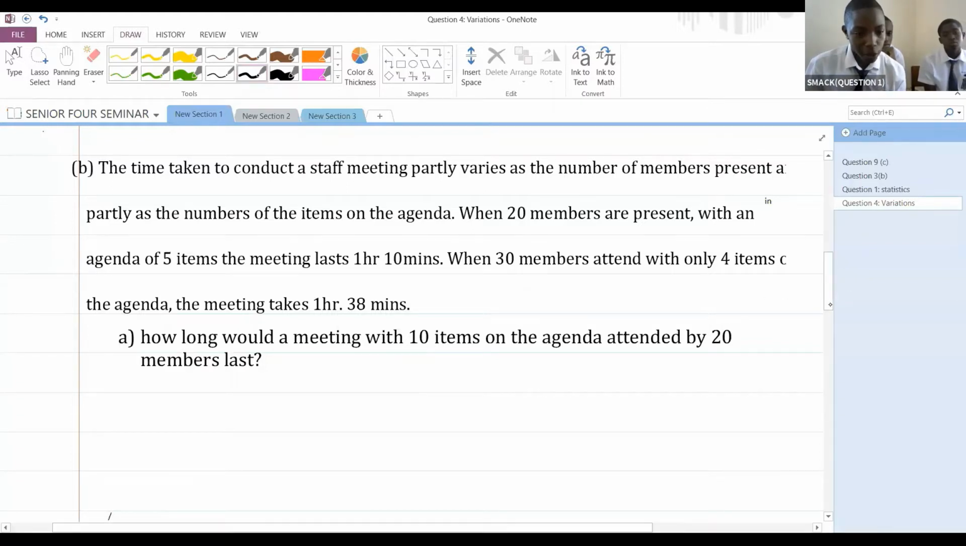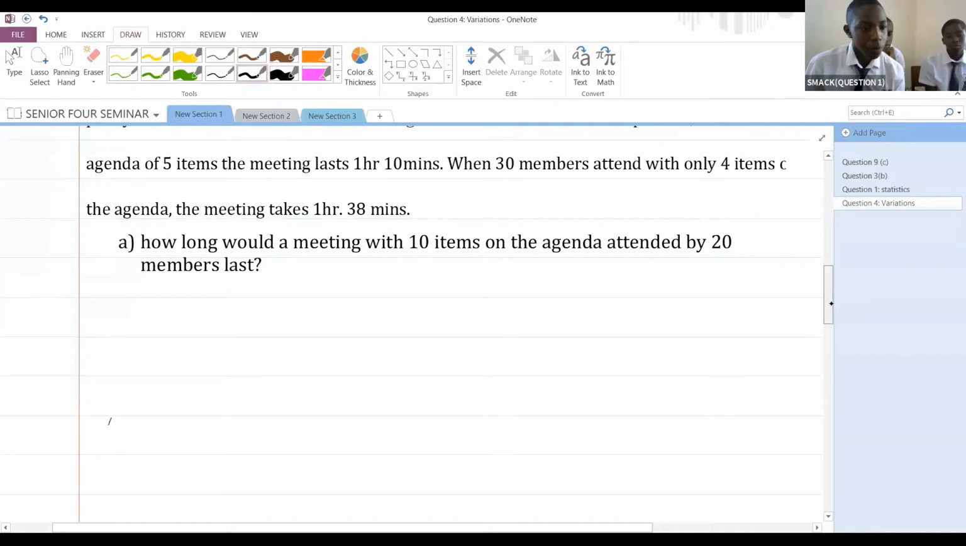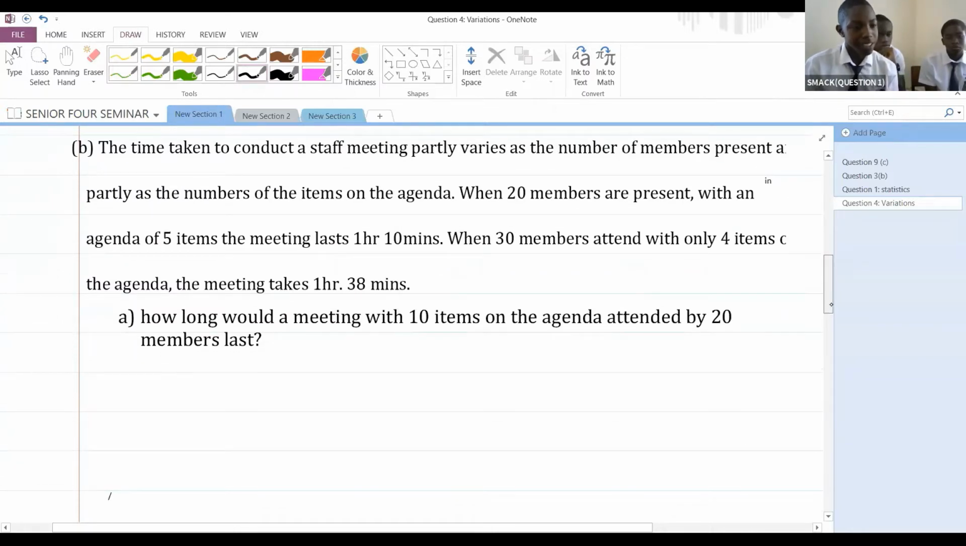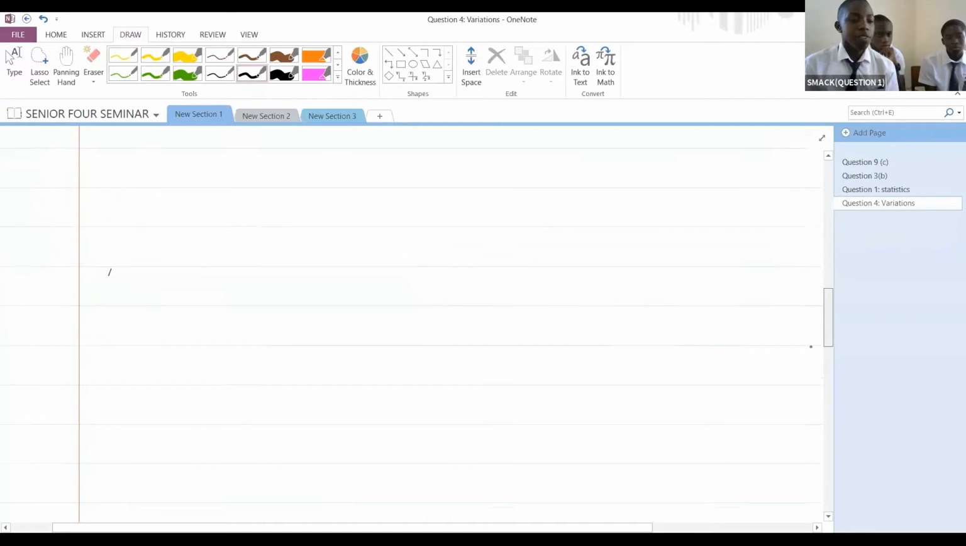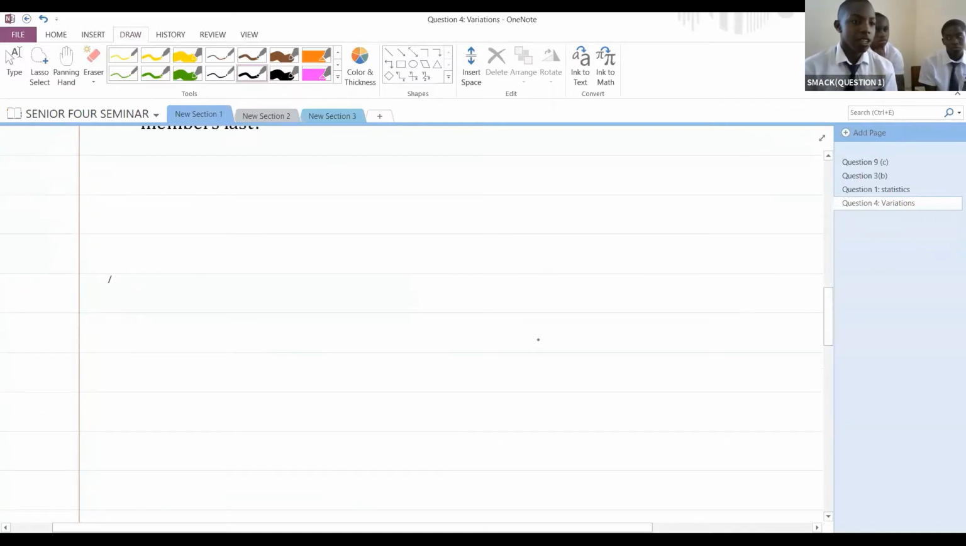Okay, so first let's work with the first block, which says the time taken to conduct a staff meeting partly varies as the number of members present and as the number of items in the agenda. Now, when they say partly varies, you have to know that somewhere there is going to be an addition. There's going to be more than one constant, and the relationship between them is their total. So time, I'm going to use T to represent time, partly varies as the number of members present and partly as the number of items on the agenda. Please note this plus, because it's what the partly turns into.